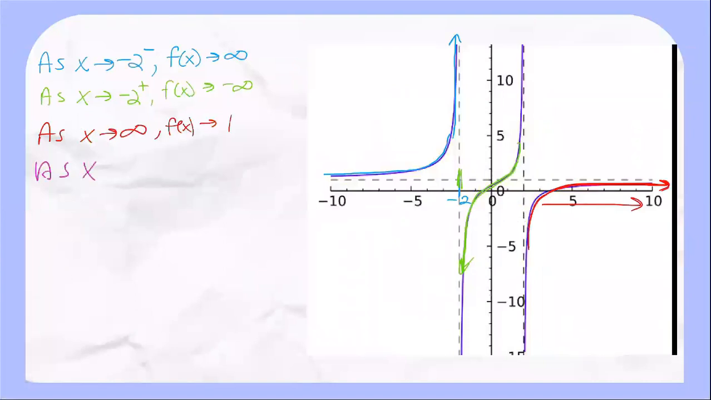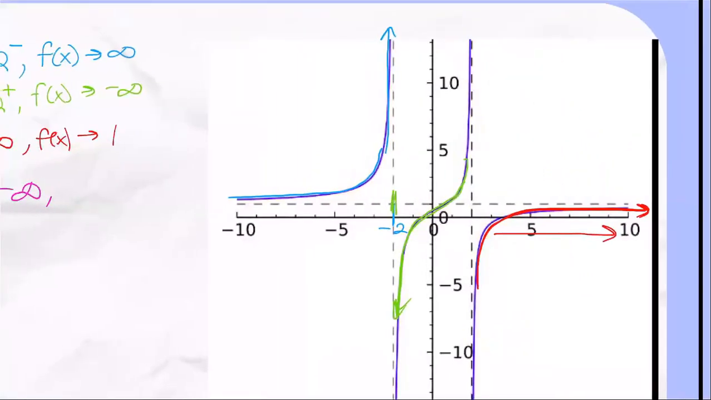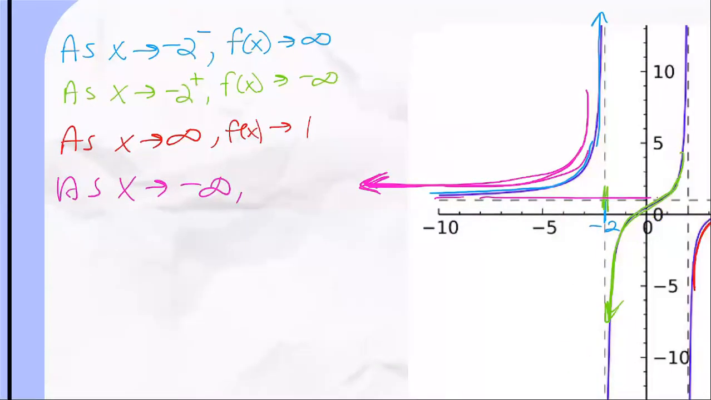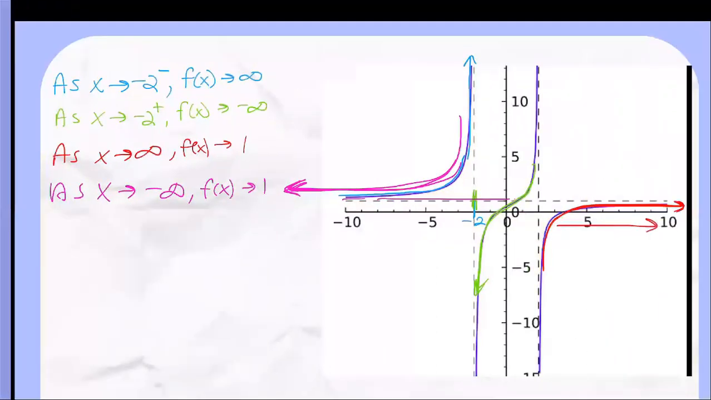So what about as x approaches negative infinity? Well, if x approaches negative infinity, that means I'm going this way. Where am I leveling out? It looks like my y's are coming down and leveling out again at this asymptote, which is at 1. So that's kind of how you read the arrow notation.